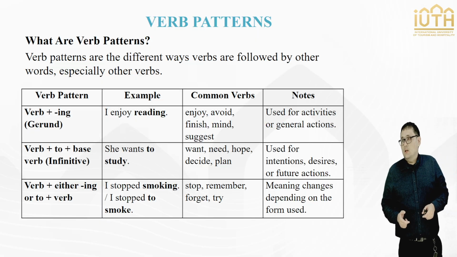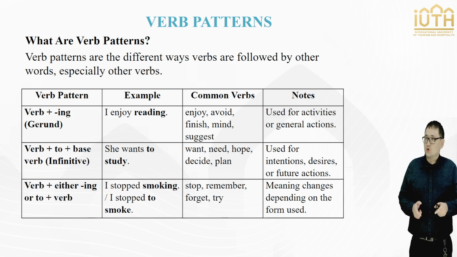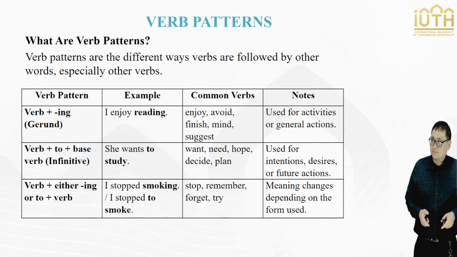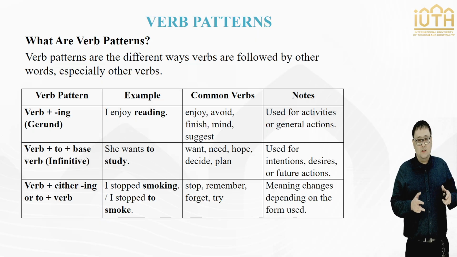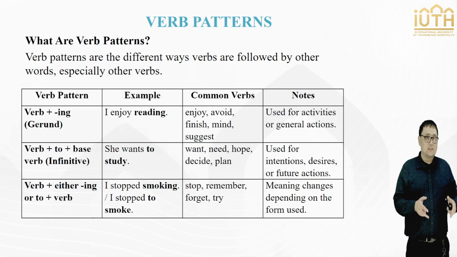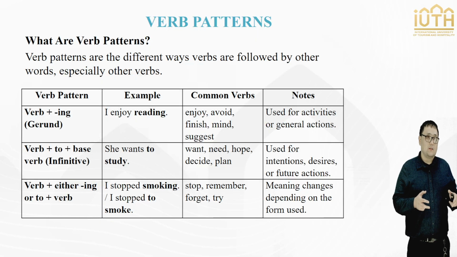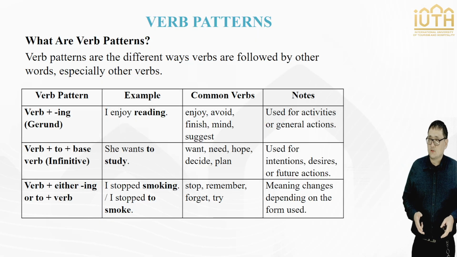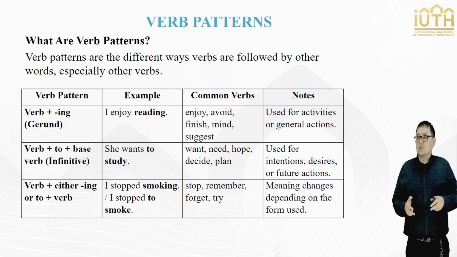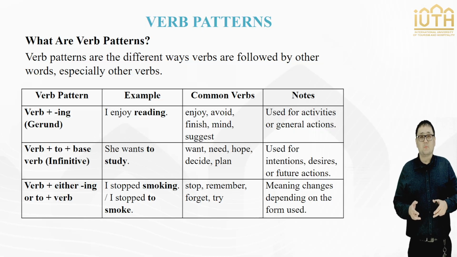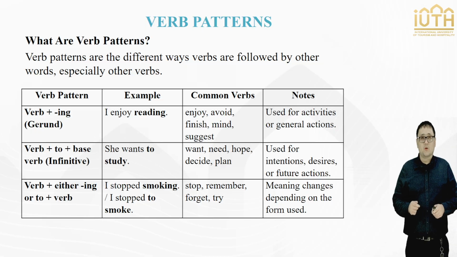And the next type, verb plus either ing or to plus verb. The verbs which come with both gerund and infinitive, yeah? Verbs which are followed by both gerund and infinitive. So they are stop, remember, forget, try. I stopped smoking. I stopped to smoke. Meaning changes depending on the form used, yeah?